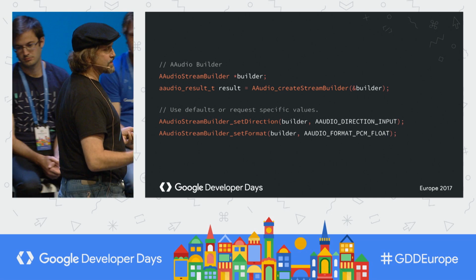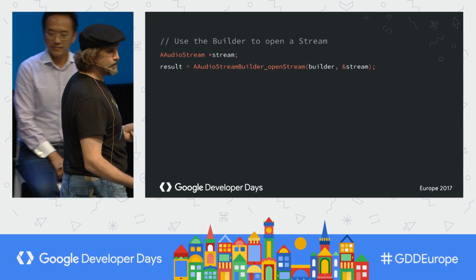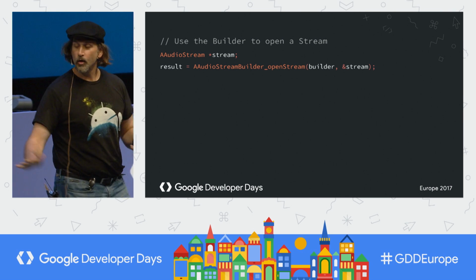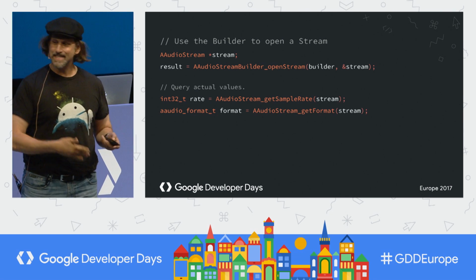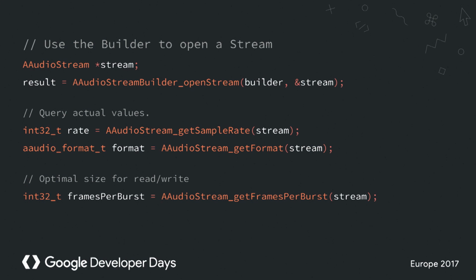And here's how you would request specific values for direction and format. So you can see you can get input and output streams from this. And once you set up the stream, you can call OpenStream on the builder. And if you didn't set things like the sample rate and format, you'll need to query them. And finally, you'll get the frames per burst from the audio stream to get the optimal read-write size.